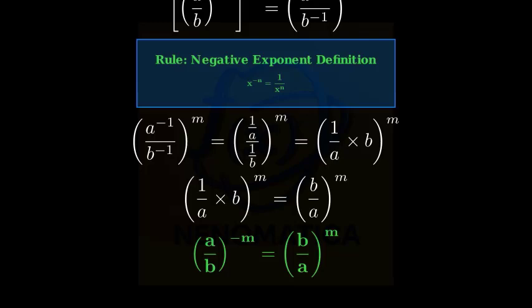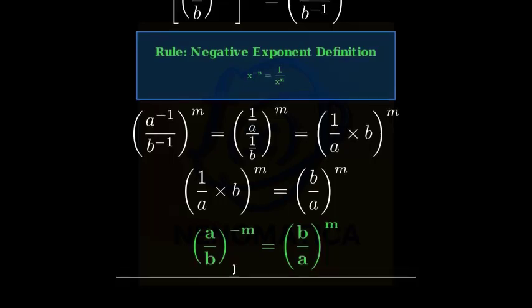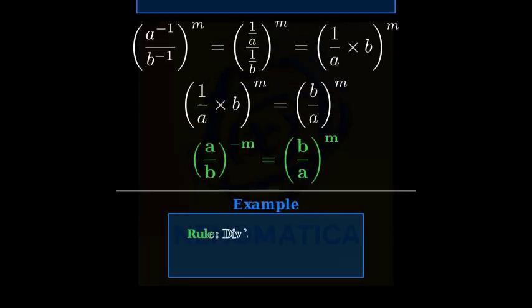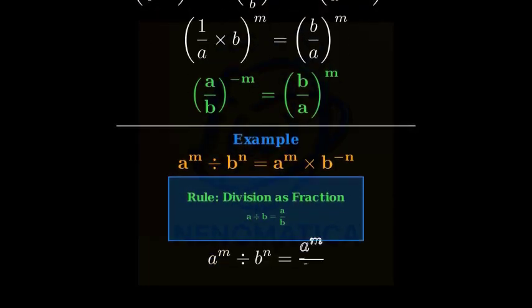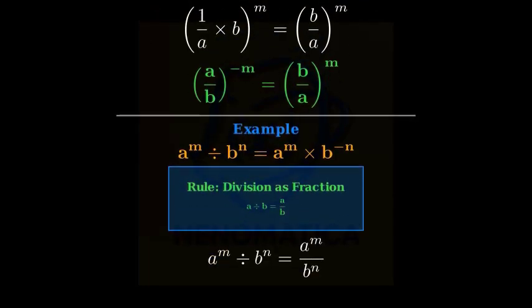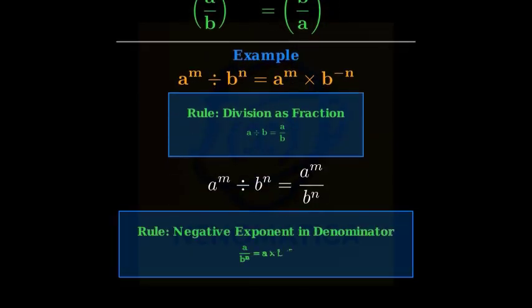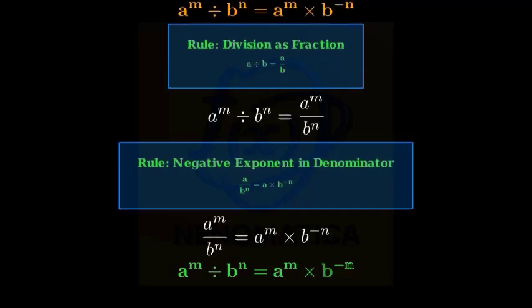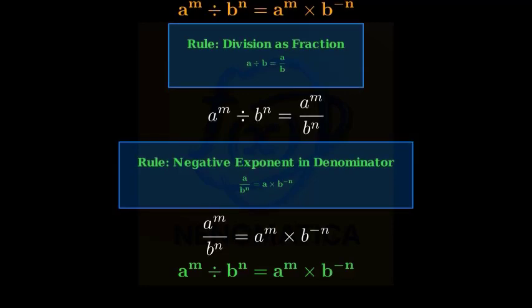Now, let's move on to our second property. We want to prove that a to the power of m divided by b to the power of n equals a to the power of m times b to the power of negative n. First, let's rewrite the division as a fraction. A to the m divided by b to the n becomes a to the m over b to the n. Using the definition of negative exponents, we can rewrite this as a to the m times b to the power of negative n, and that completes our proof of the second property.